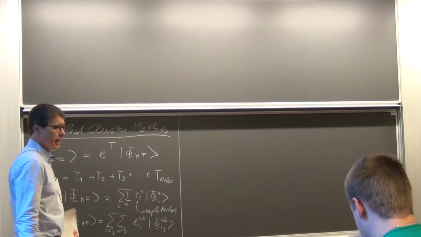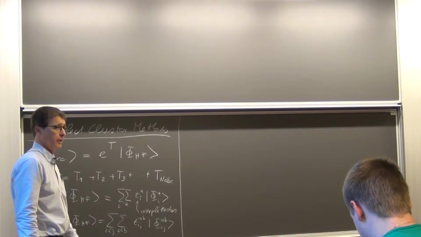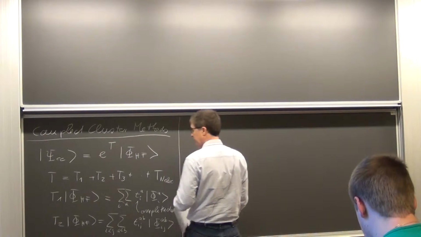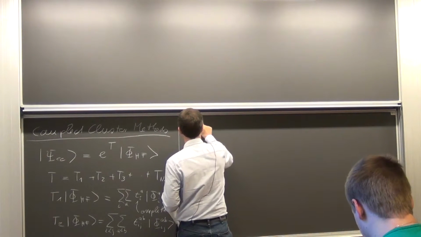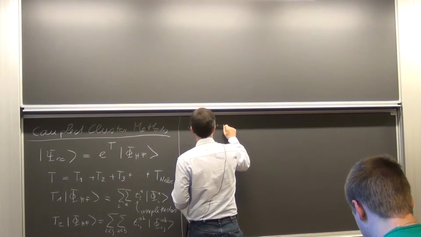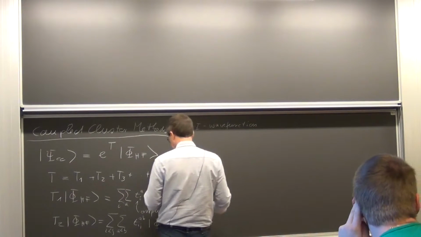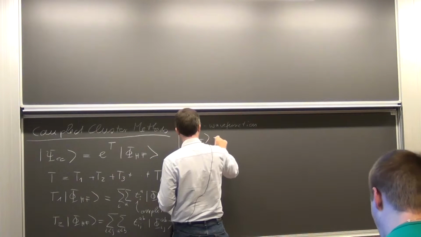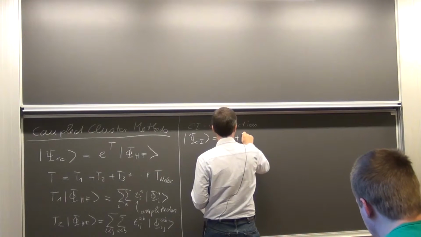I could write my CI wave function, which we had last week, up with those operators as well. And I want to do that so we can compare them to the coupled cluster wave function. So a CI wave function in this notation would then look like this.